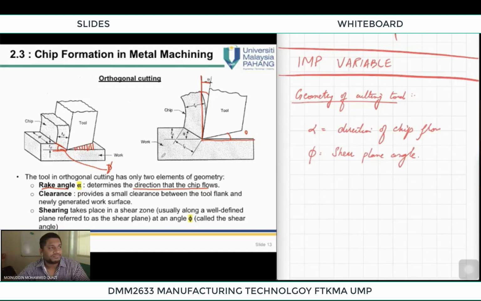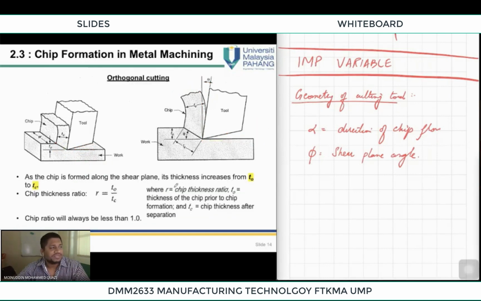Okay, so the tool has penetrated into the workpiece, and this is called T naught. T naught is the depth of cut, and then my chip has its own thickness called TC. TC is the thickness of the chip which is produced. Okay, so let's move to the next slide.